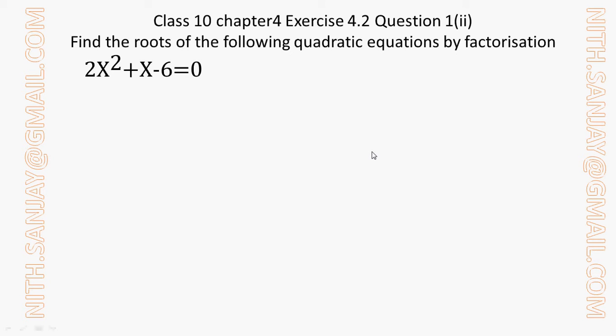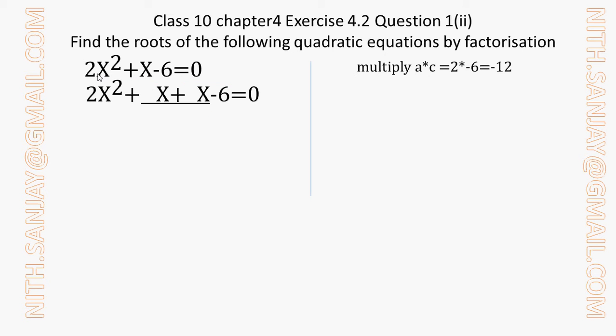So this question is, find the roots of the following quadratic equation by factorization. The equation given is 2x square plus x minus 6 is equal to 0. In factorization, we divide the middle term x into two terms, then take a common factor from the first two terms and one from the last two terms, and then solve this equation. Now how to do that?